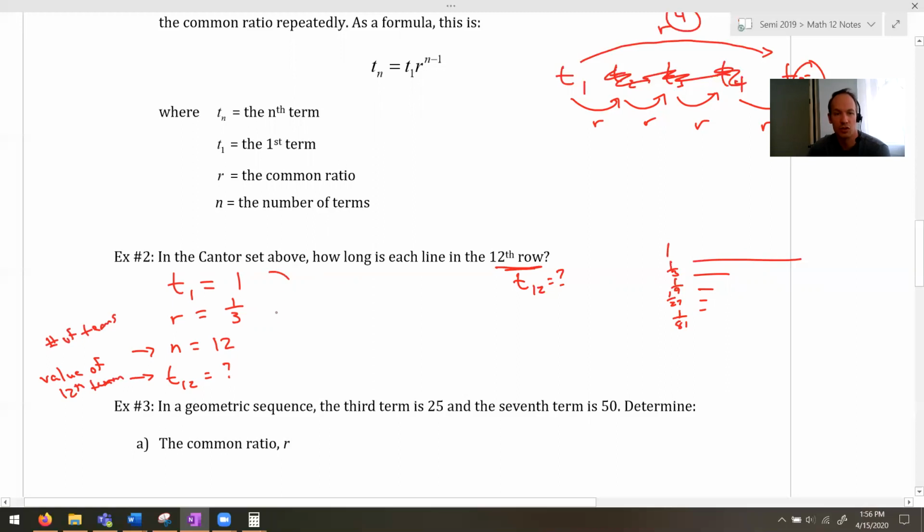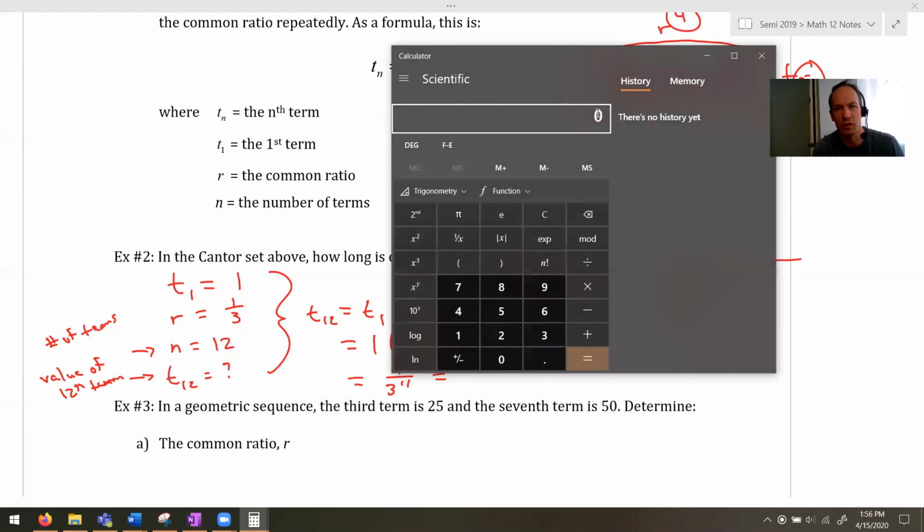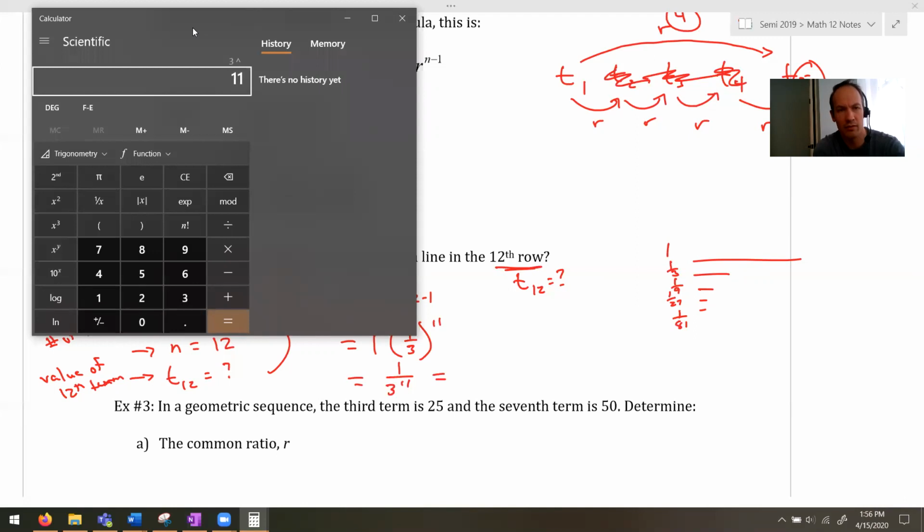Okay, so finishing this all up here, T12, which is the length of the 12th line, would be T1 times r to the 12 minus 1. So the first line has a length of 1, r is a third, and we'd raise that to the power of 11. This is 1 over 3 to the power of 11, which I don't think I can do in my head, but a calculator can quickly help us out here, so I'm going to just use the terrible Windows calculator, and I'm going to calculate this 3 to the power of 11 and 177,147.